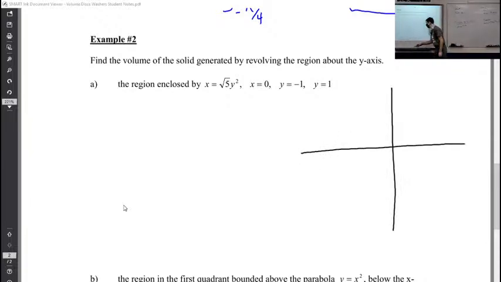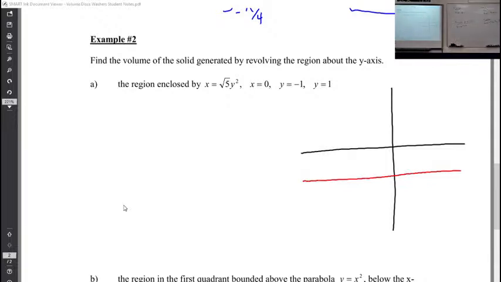All right, so first off, we're going to revolve this region around the y-axis. Let's start by graphing our easy ones. Our easy ones are x equals 0. Well, that's just the y-axis. So that's what we're going to be turning this around. But then we have y equals -1 and y equals 1. Those are horizontal lines.